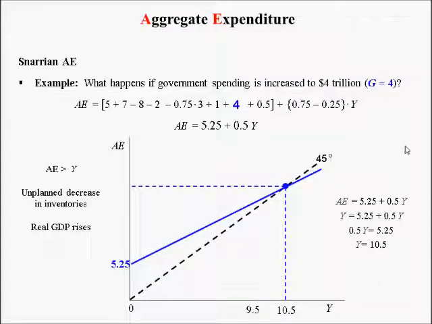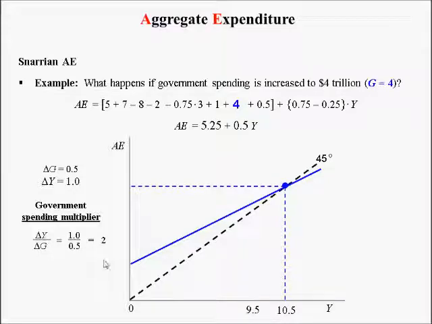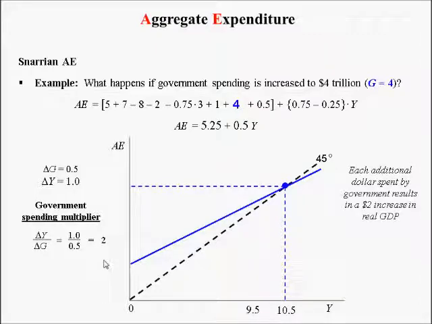So what happened to real GDP? It increased by 1 trillion, right? So government spending went from 3.5 to 4. GDP went from 9.5 to 10.5. So the government spending multiplier is the ratio of the increase in GDP divided by the change in government spending. This is what government did. This is how the economy responded. So the government spending multiplier here is 2. So what does that mean? We'll put this over 1. 2 divided by 1 is 2, right? So each additional dollar spent by government results in a $2 increase in real GDP.